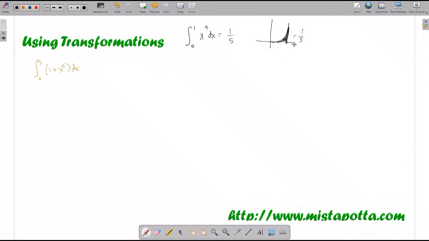is 1/5. But if I take a look at what I've done here, I've taken this graph and I've essentially translated it up 1 unit. And so I've got this part here, which is 1/5. But I know that this here is a rectangle with the base of 1 and a height of 1. It's really a square. And so the area for this shape is the 1/5 that we had plus 1 times 1. So my definite integral evaluates to 6/5.